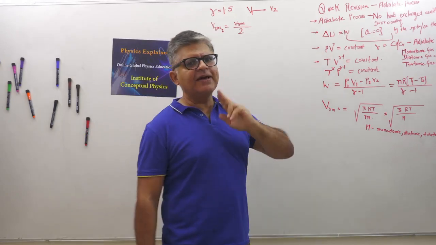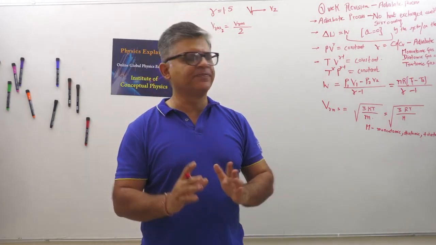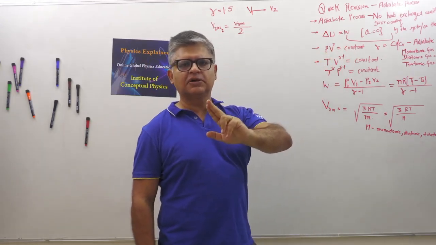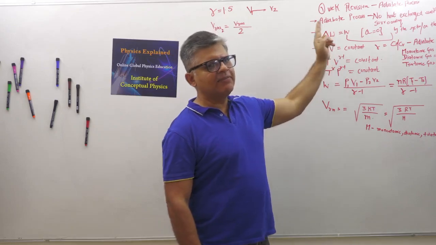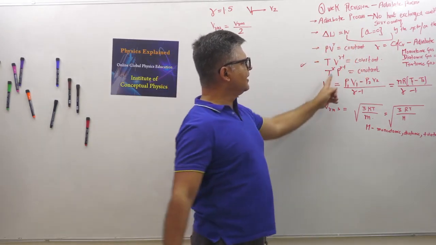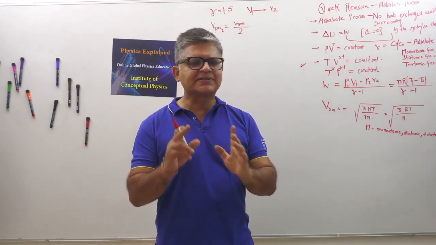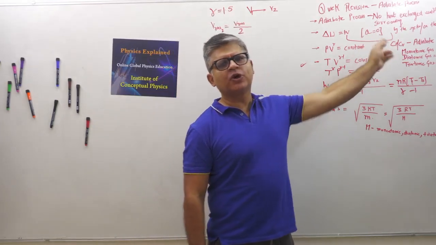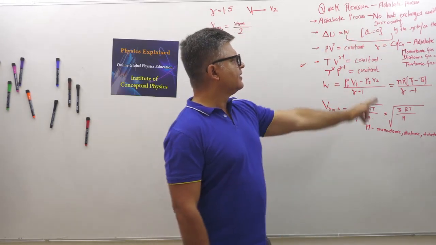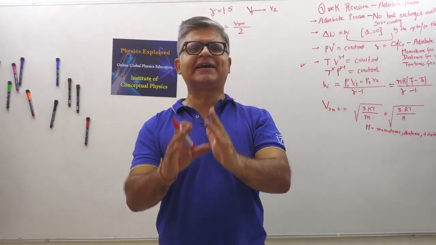Second, the adiabatic process follows some equations. What are those equations? PV^gamma is equal to constant. Second, TV^(gamma minus 1) is equal to constant. Third, T^gamma P^(1 minus gamma) is equal to constant. What is gamma? Gamma is the ratio of the specific heats, Cp by Cv. And gamma is also called the adiabatic index.